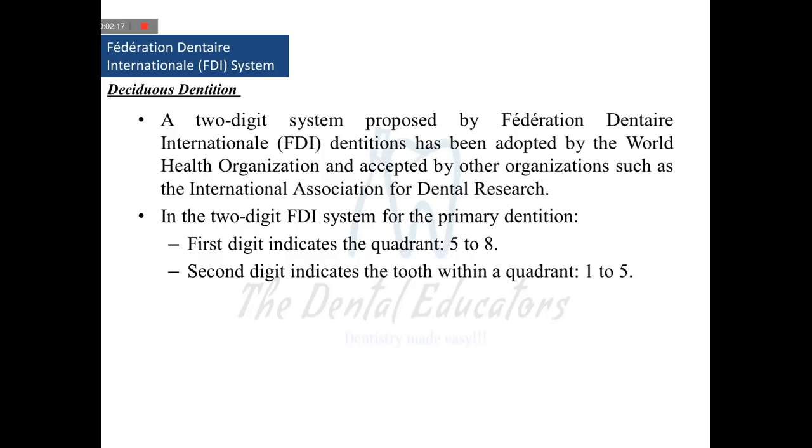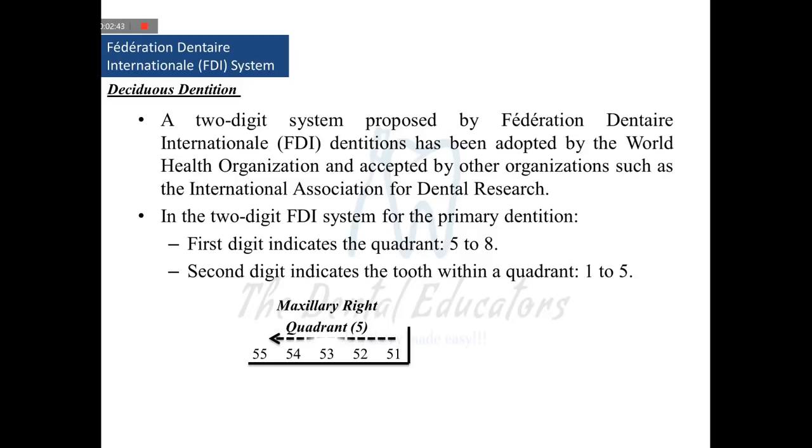The first digit always indicates the quadrant as per the FDI numbering system. But the quadrants for the deciduous dentition are counted from 5 to 8. We count 1 to 4 for the permanent dentition, and then the numbers 5 to 8 are given for the deciduous dentition. So let's go through the diagrammatic presentation.